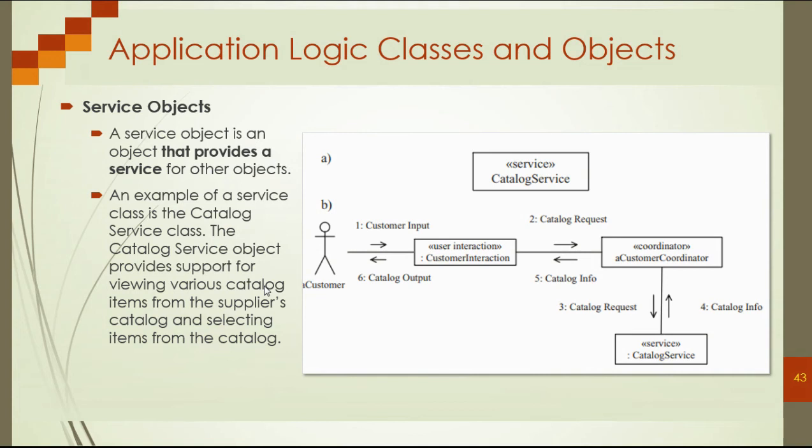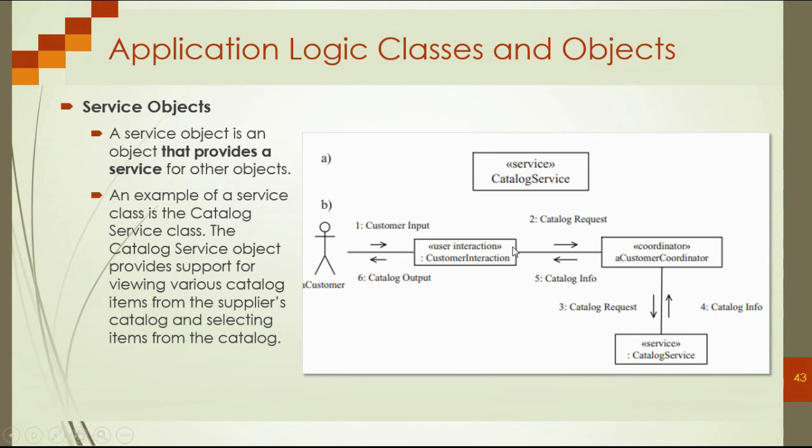The last application logic class is the service. From the name, it is used just for providing a service for the customer. So here, in our example, we have this catalog service. This is the class, and we create an object from this class, and we see here it just responds. The service just responds to view the catalog to the customer.